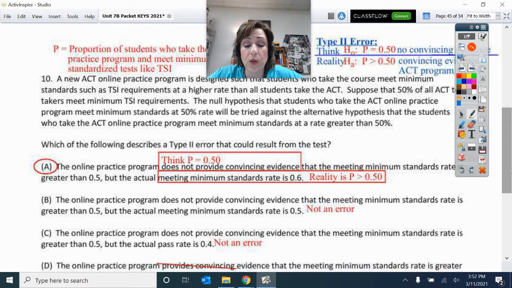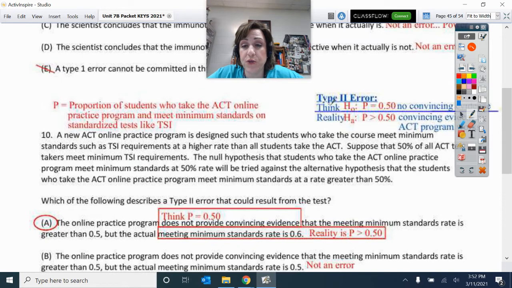So here we are detecting if we have evidence that this program is creating a higher rate that meet the minimum standards on the TSI. So type 2 error is what we're wondering about. So I think to myself, type 2 error, HA is true. So the real results are that the program is giving me evidence that it is increasing the success rate on TSI, but we did not detect it. So type 2 error: there is an effect, but we did not detect it.